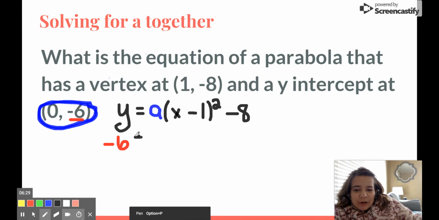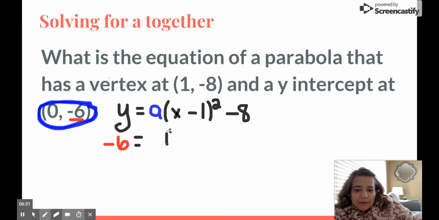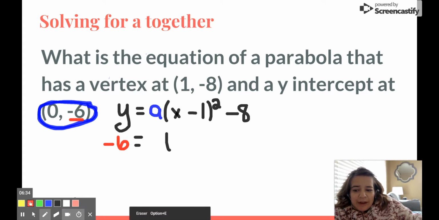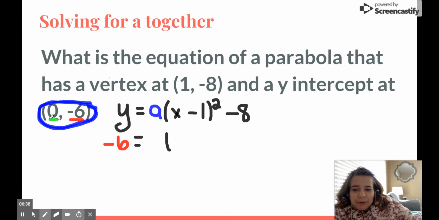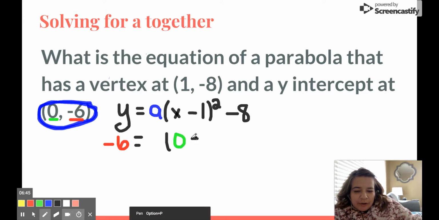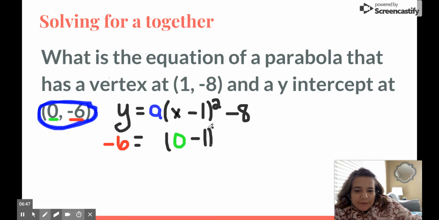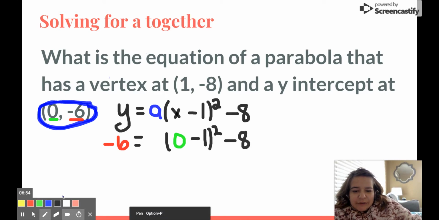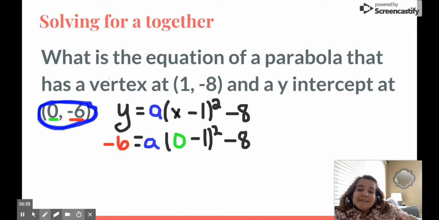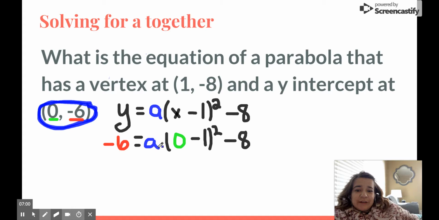And then the rest of our equation will stay the same, except for the x, instead of leaving it as x, I'm going to plug in 0, because that was what my x value was. Trying to keep it color coded so you can see what I'm talking about here. And now the only variable that we have in this equation is that a that we don't know, that we're trying to solve for.